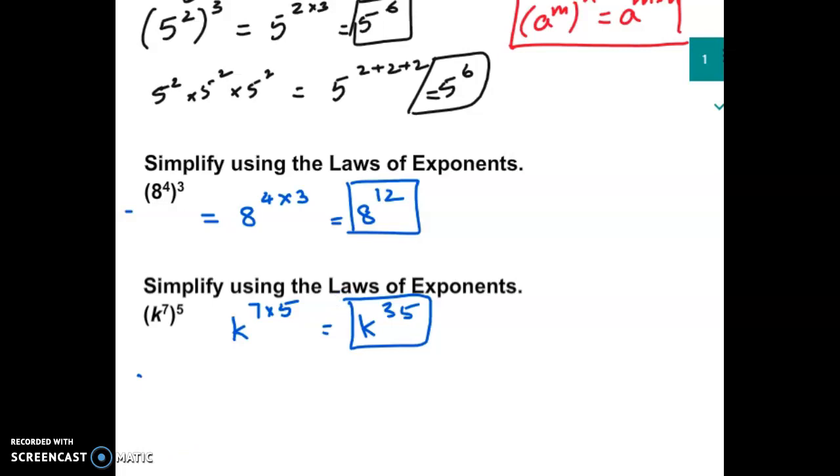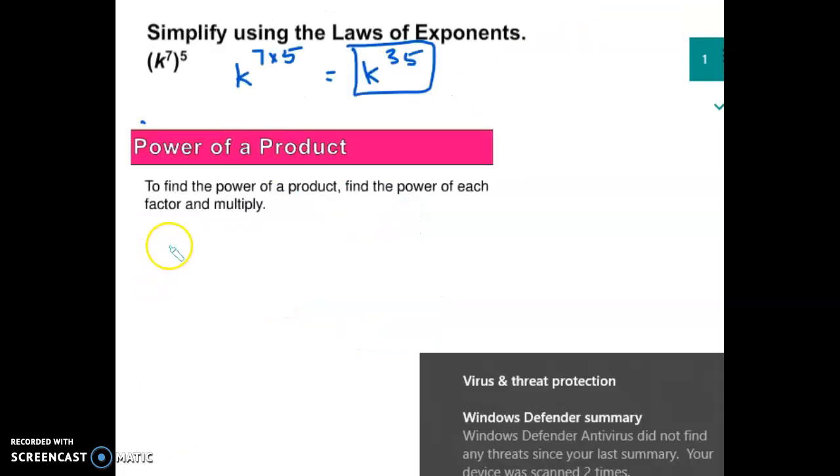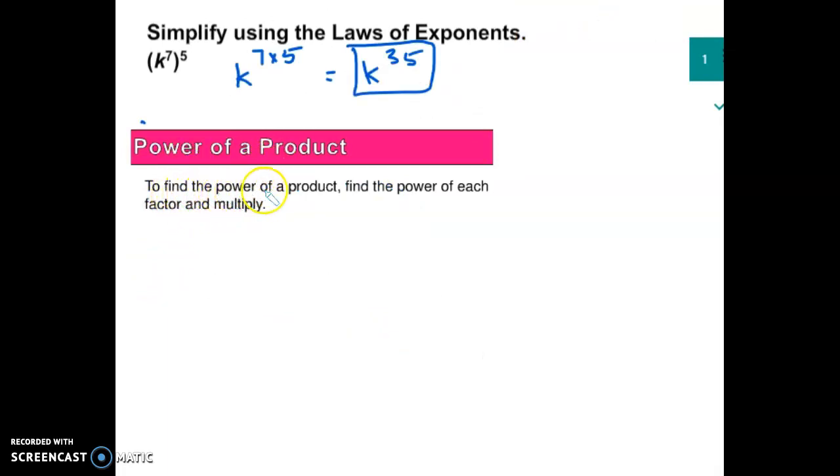Now let's look into the second rule. The next rule is power of a product. To find the power of a product, find the power of each factor and multiply. So what does that mean? Let's say I have an example, 6x to the second exponent, to the third exponent. So what I have is there's no exponent on the 6, that means there's always a 1 there. Okay. So now let's multiply this exponent to each individual exponent.